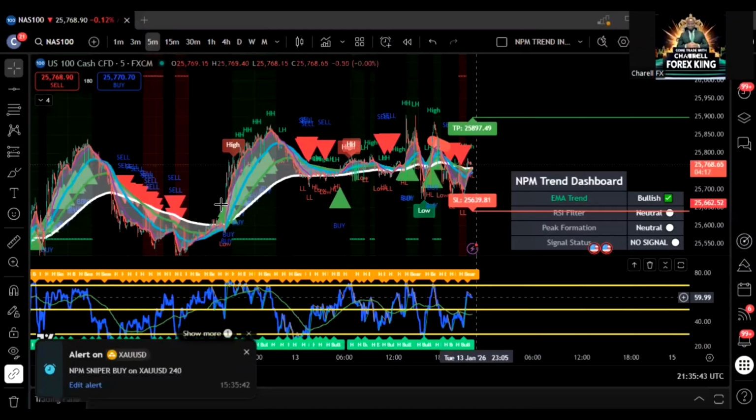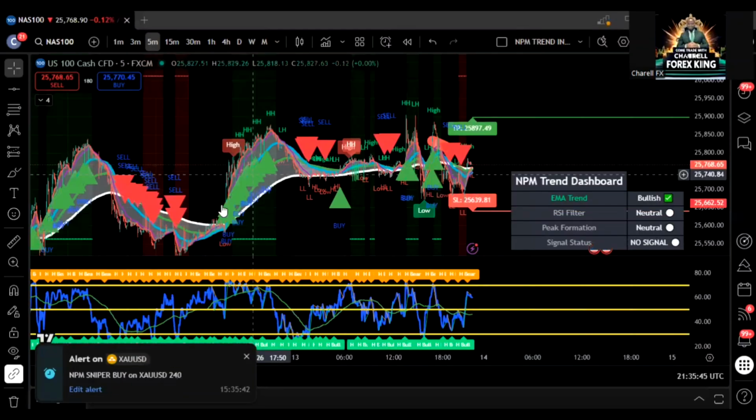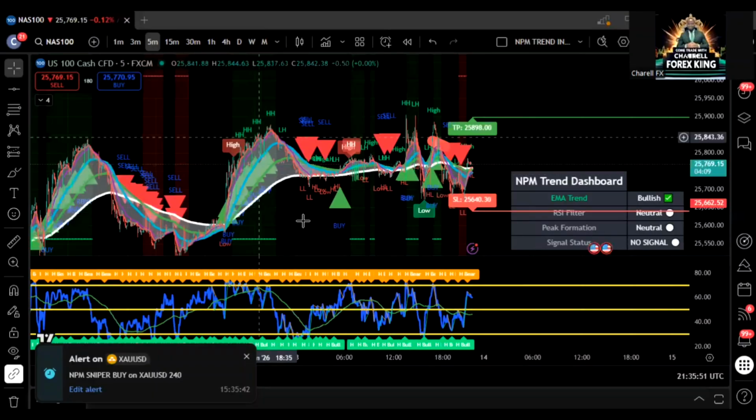And you follow this, the trend. You follow the trend. If it's above the EMAs, you're buying. If it's below the EMAs, you're selling. These are the tools you need.